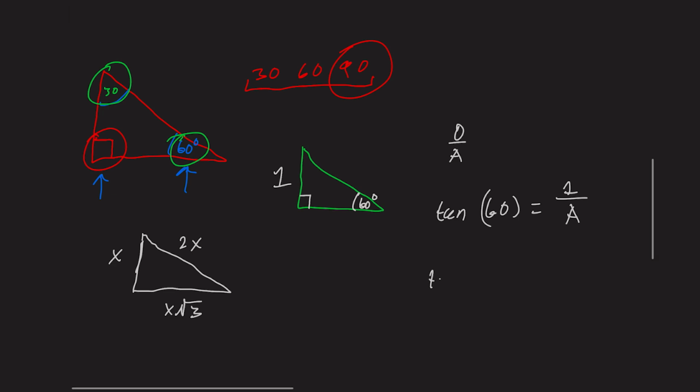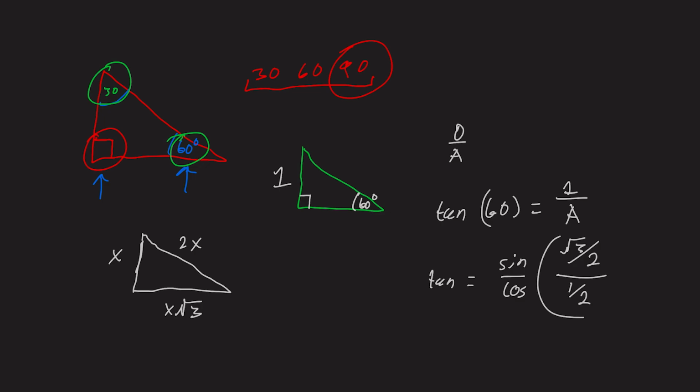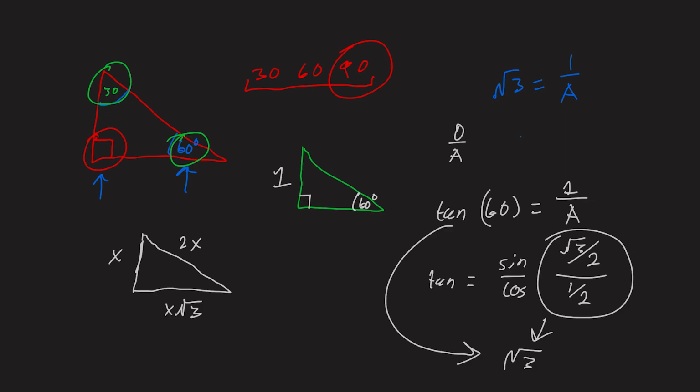Now we know that tangent is going to equal sine over cosine, and we know that sine of 60 degrees is going to equal rad 3 over 2, and we know that cosine of 60 degrees is going to equal 1 over 2. So if we compute this division, that is therefore going to leave us with rad 3. Tan of 60 degrees is rad 3. So therefore that leaves us with rad 3 equals 1 over our adjacent side, or our adjacent side times rad 3 equals 1. Therefore our adjacent side here is 1 over rad 3.